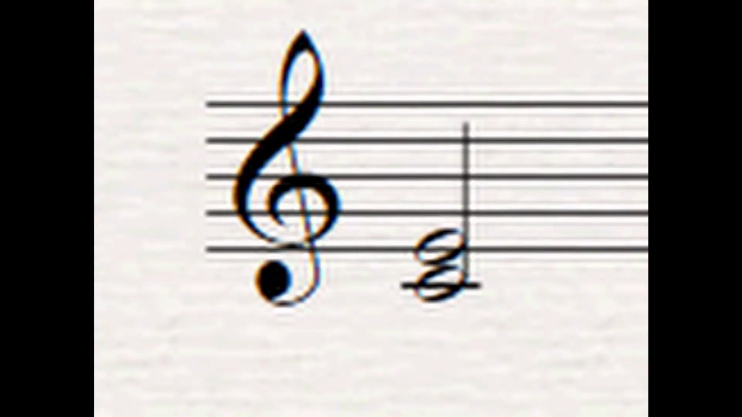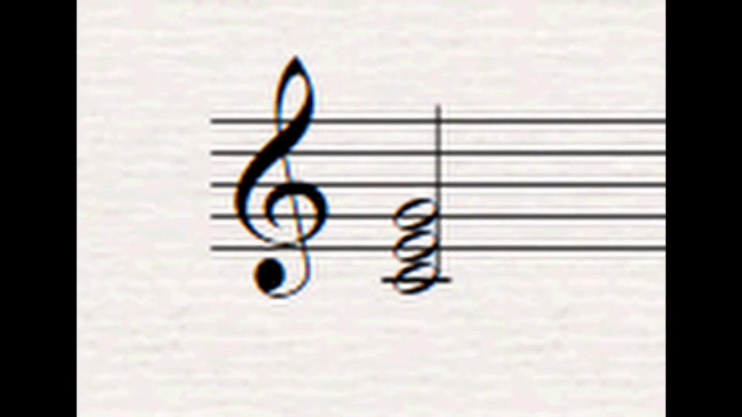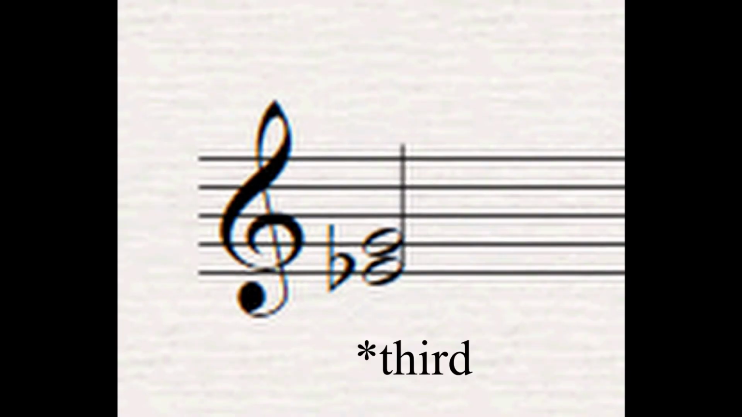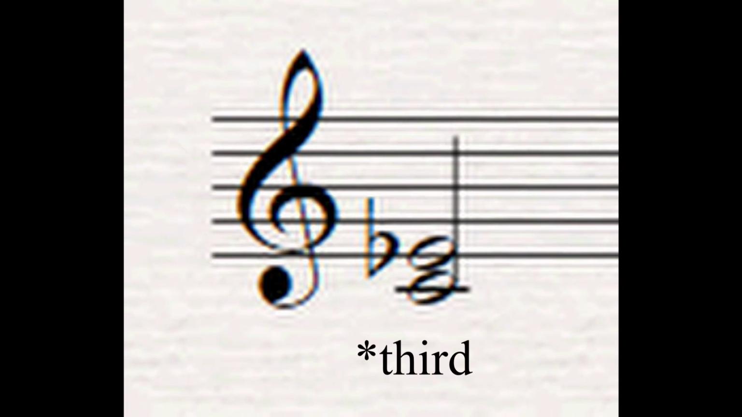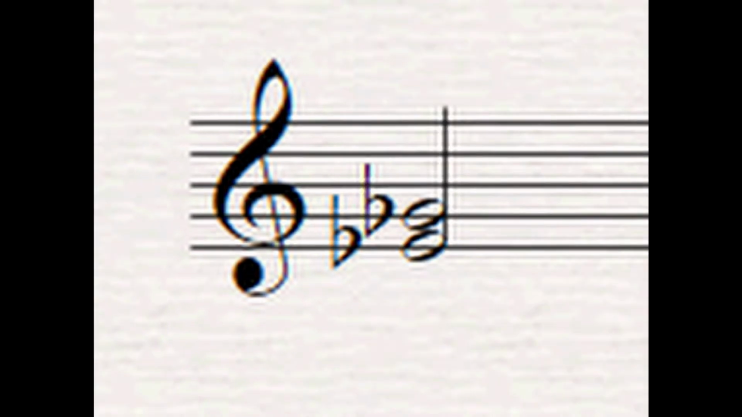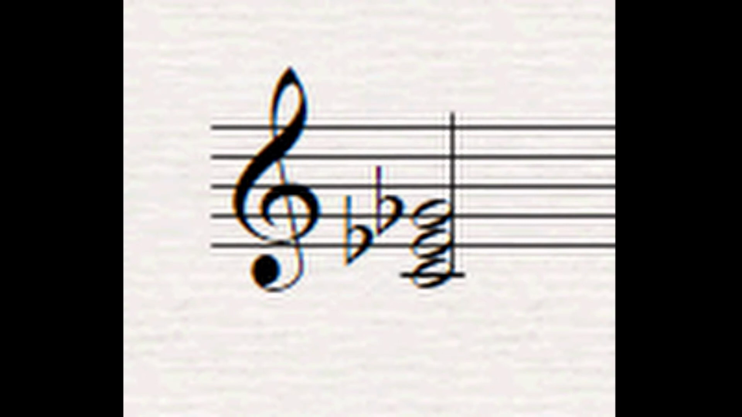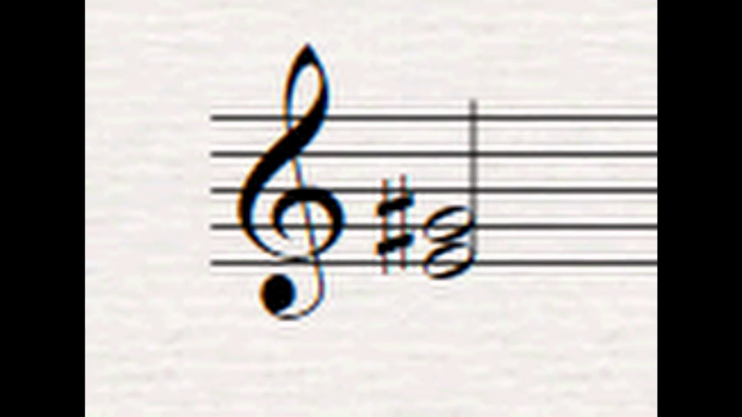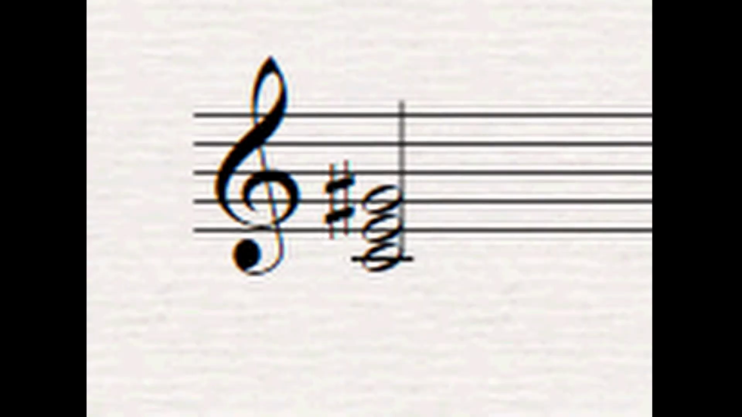For 3-note chords, you need 2 thirds. 2 thirds with 2 possible qualities gives us 4 possible combinations. Let's see what each one is. A major third on bottom and a minor third on top gives you a major triad. A minor third on bottom and a major third on top gives you a minor triad. A minor third on bottom and a minor third on top gives you a diminished triad. And a major third on bottom and a major third on top gives you an augmented triad.